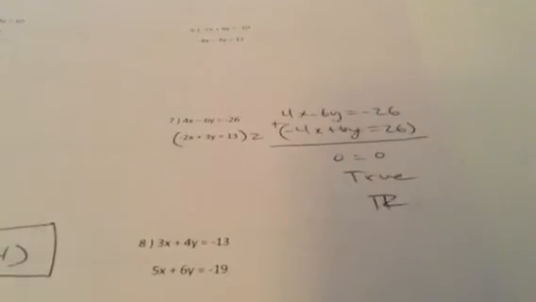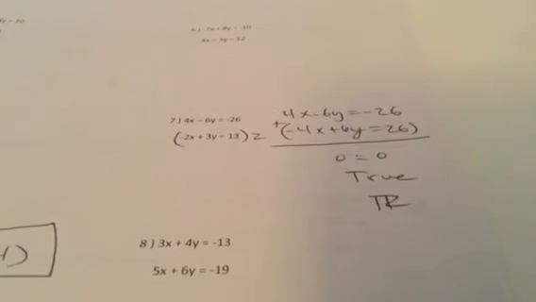Here's the number 7 there. You're going to double the second equation. Then when you add them together, everything's opposite. You get 0 equals 0, which is true. That's all real numbers. That is the correct way to write that.